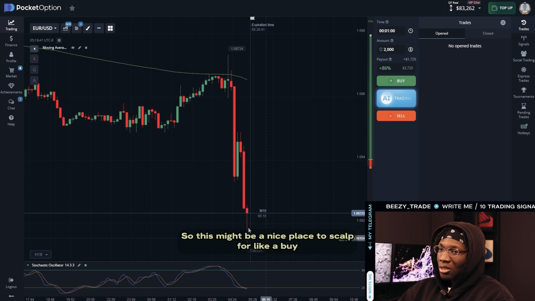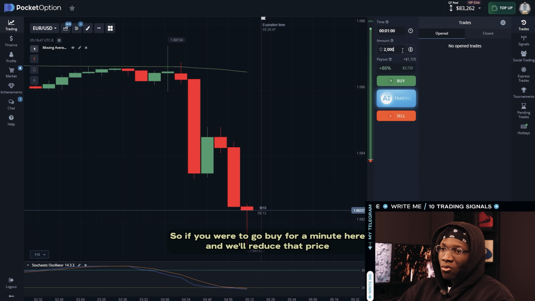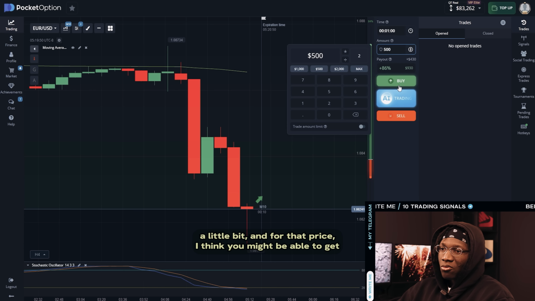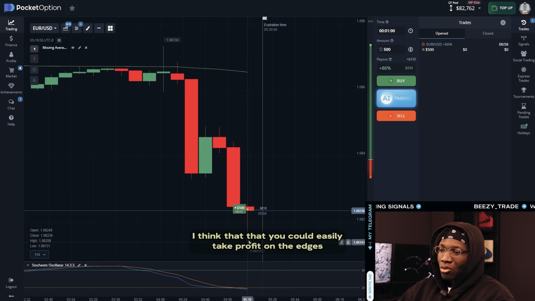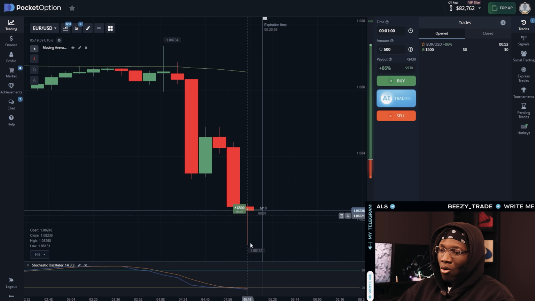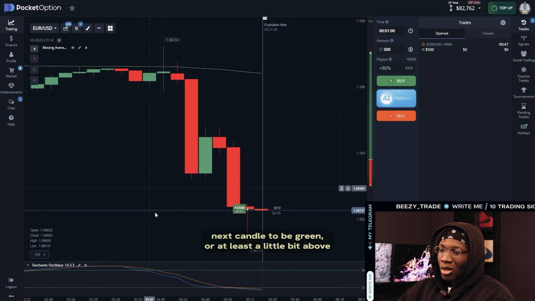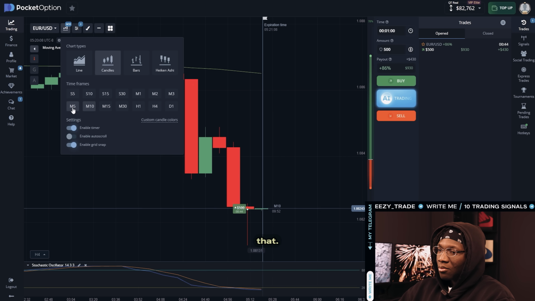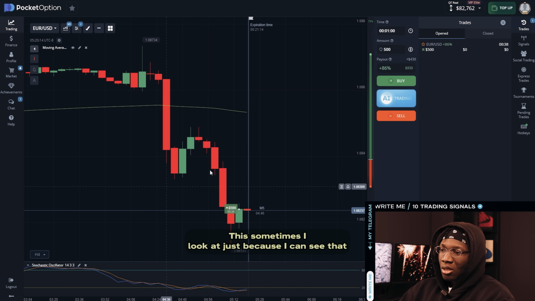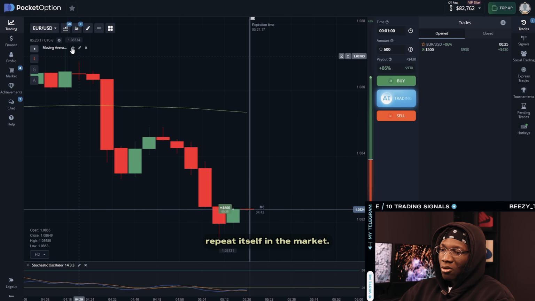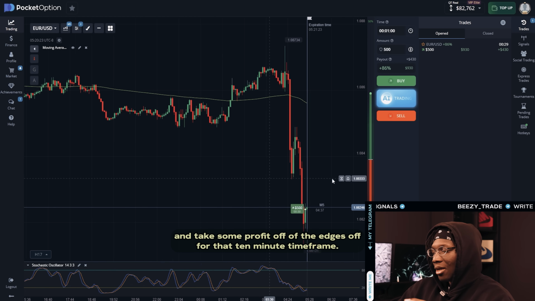So this might be a nice place to scalp for a buy, because we've seen it happen here. If you were to buy for a minute here, let me reduce that price a little bit, I think you could easily take profit on there, just off the fact that you see that price being pushed off and you're expecting that next candle to be green, or at least a little bit above that. It's just a quick little thing that sometimes I look at because I can see that repeat itself in the market, and we'll see if we can quickly scalp and take some profit off of that 10-minute time frame.